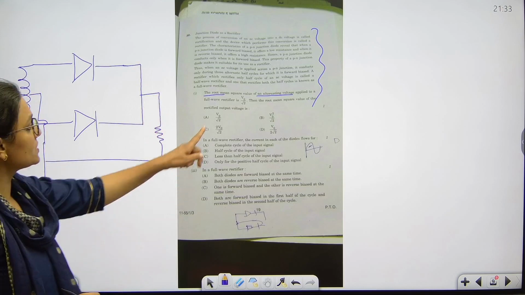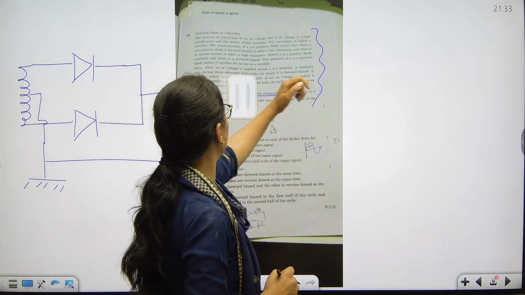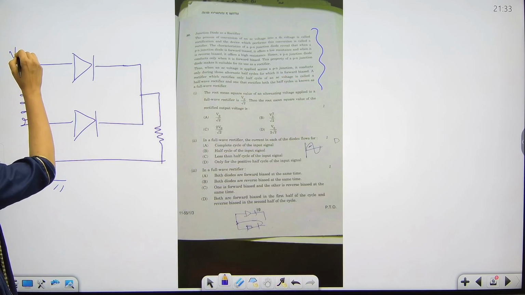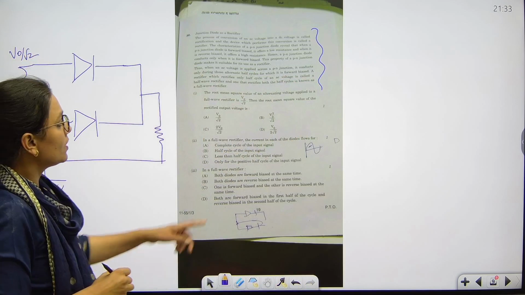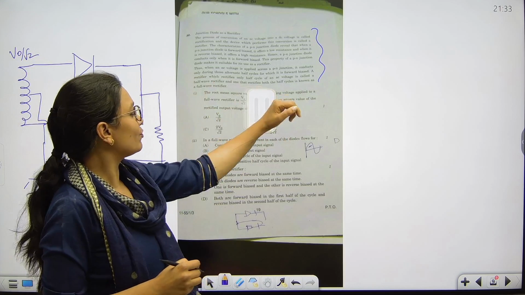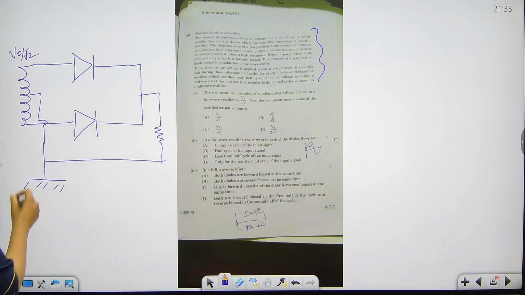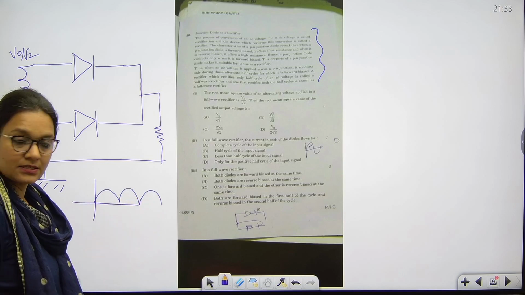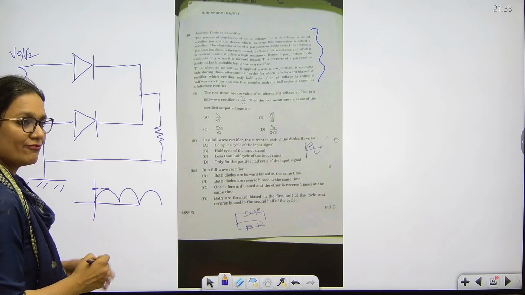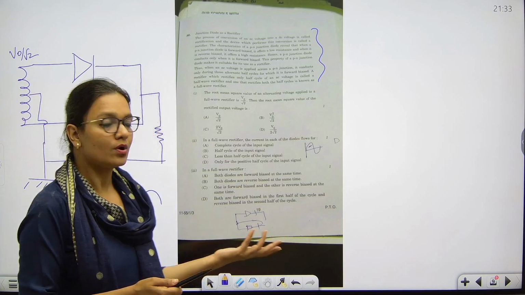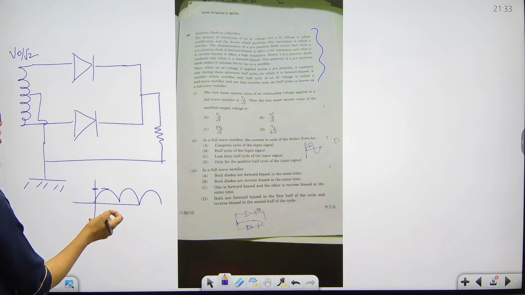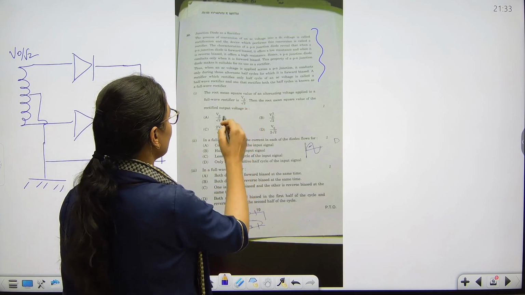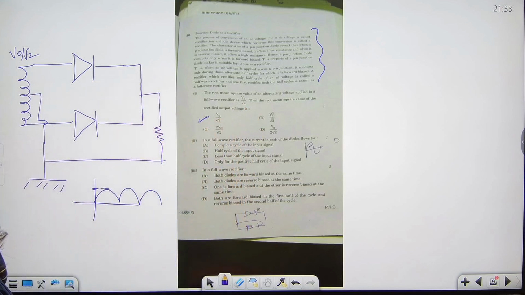The question says the RMS value of the alternating voltage applied to the full wave rectifier is V0 by 2. So we have applied the voltage, its RMS value will be V0 by root 2. Then the root mean square value of the rectified output. When we get the output, no doubt we'll be getting this type of rectified output. But will the peak value change? No, the peak will not change. If the peak will not change, then the RMS will also not change, so it will remain the same. Option number A. Clear?